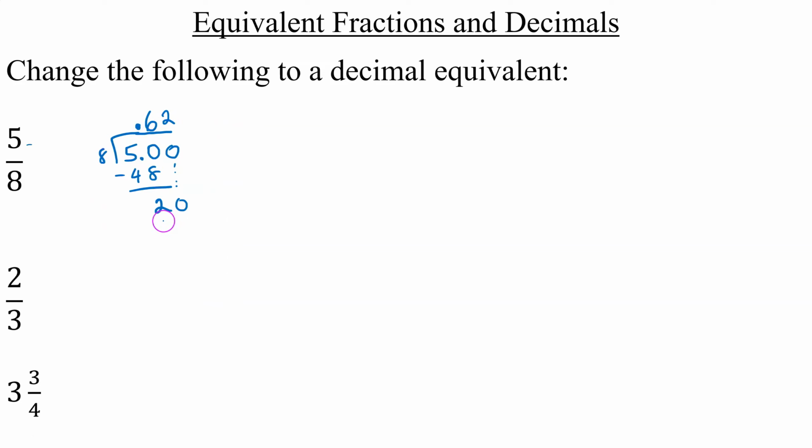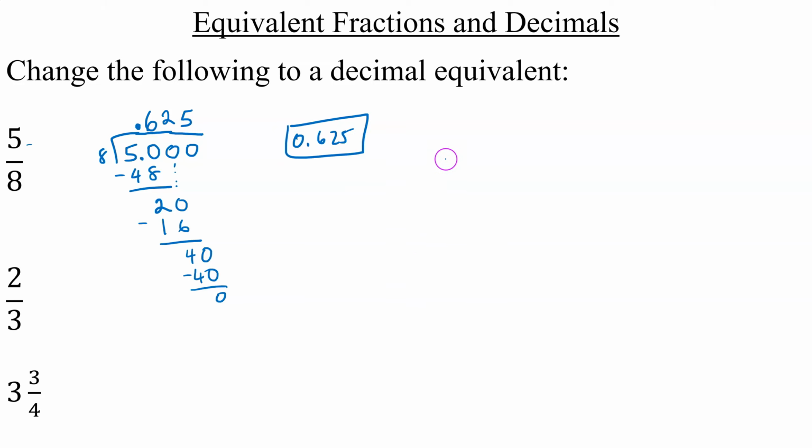Two times 8 is 16. 20 minus 16 is 4. Same problem, so I'm going to add another 0, bring it down. 8 goes into 40 5 times. And 5 times 8 is 40. And we're left with no remainder. So 5/8 is 0.625.